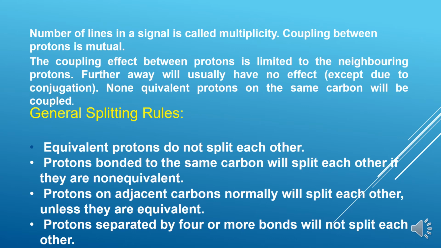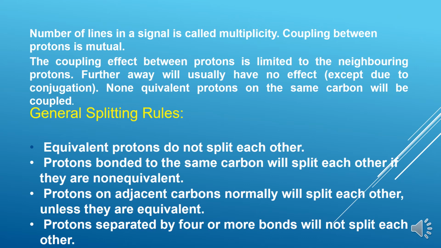So the general splitting rules have been compiled here. Four rules are there. Equivalent protons do not split each other. In the earlier example, two HAs are there and one HB is there. HA and HA will not be coupled here. So equivalent protons do not split each other, even if they are in close proximity.